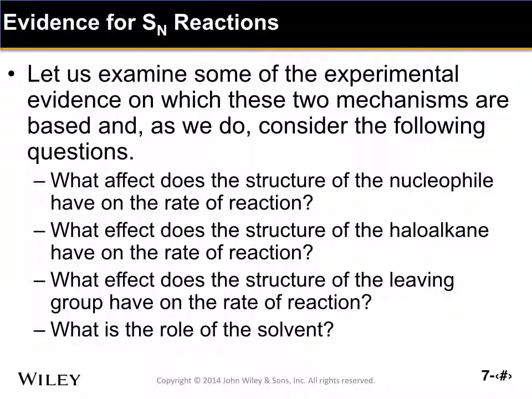So we're going to look at the structure of the nucleophile and the structure of the electrophile. That's the haloalkane. We're also going to be looking at the structure of the leaving group and how the solvent interacts with either the starting materials or the intermediates, the carbocation intermediates in the case of SN1 reactions. Remember, SN2 reactions have no intermediates, but we're going to look at those issues.